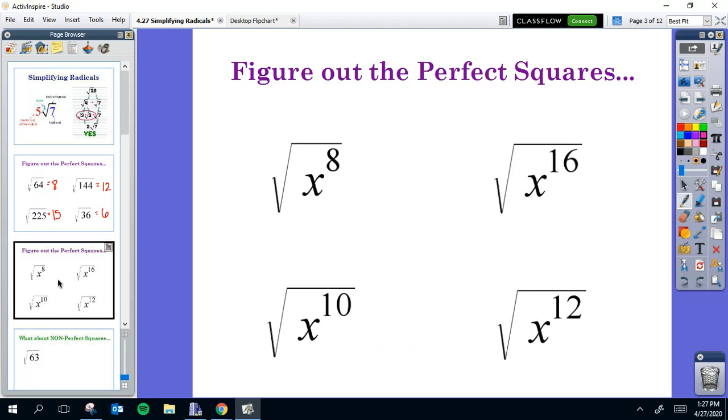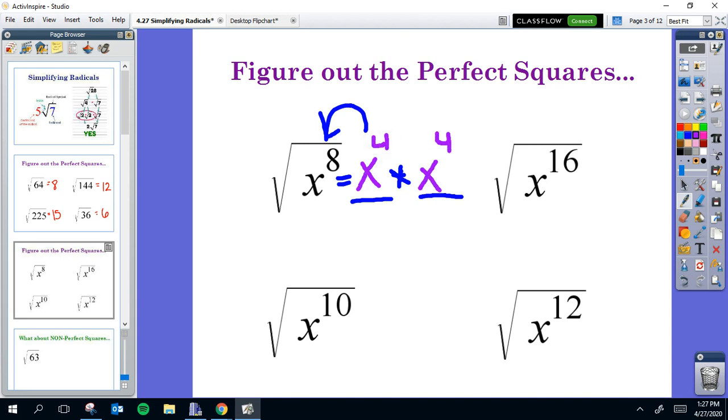All right, so these are plain numbers. Let's try variables this time. Okay, so go ahead and pause the video and see if you could figure out what number times itself equals the number under the radical. All right, and when you do that, you should figure out that x to the fourth times x to the fourth equals x to the eighth. And that's because our exponent rules that we learned in the beginning of the year showed us that when we multiply, we add the exponents. So x to the fourth times x to the fourth is x to the power of 4 plus 4.